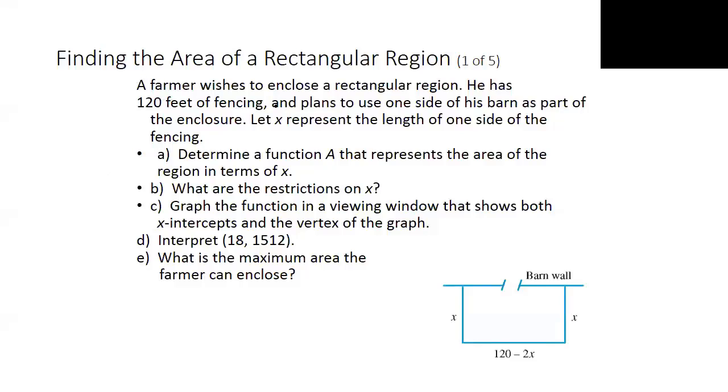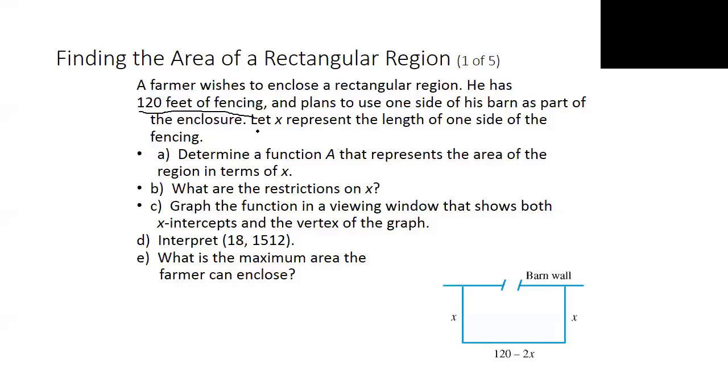The farmer wishes to enclose a rectangular region. He has 120 feet of fencing. So let's underline this, one piece of information we need. And plans to use one side of his barn as a part of the enclosure. As you can see, the picture illustrates that.